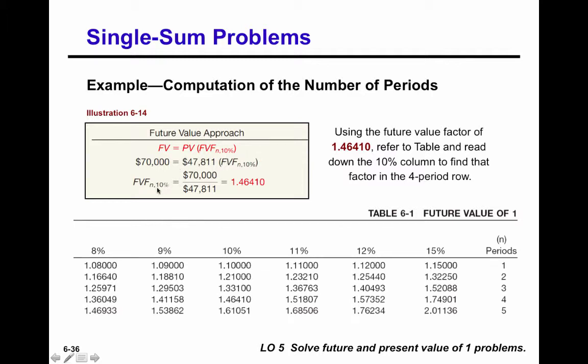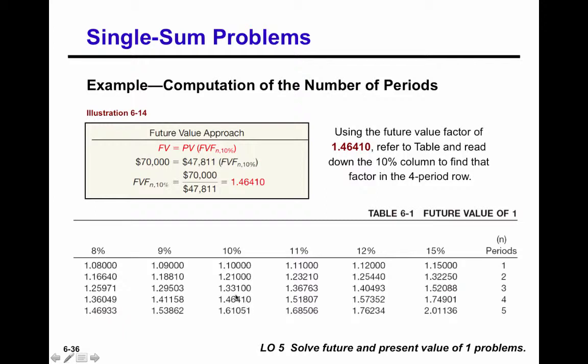And therefore we can solve for that future value factor, dividing both sides by the 47,811, and we get a factor of 1.46410. Now what we want to do is look for that factor in the future value of a single dollar table. Because we know the interest rate is 10%, we're looking in the 10% column. And what we're looking for is a factor that is close to that number, such as this one, which is exactly what that number is. Should we have a factor that falls between two of these numbers, we can do interpolation to find out the solution. That's not something I'm going to have you being too concerned with.